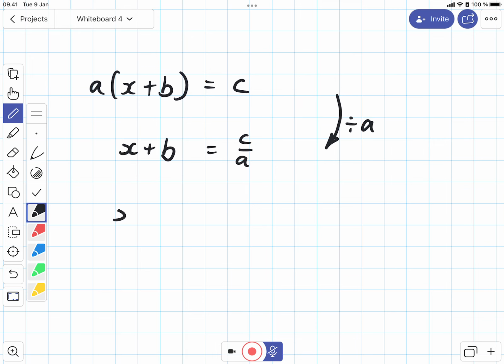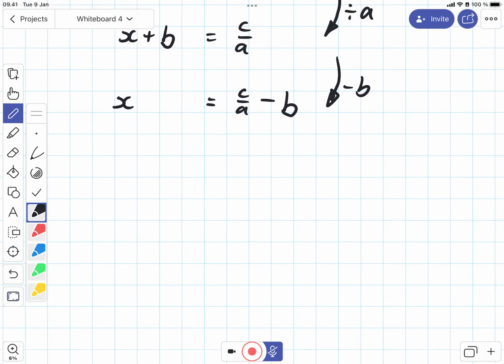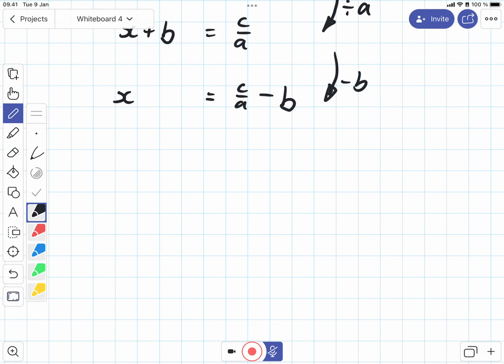Now if I just take away the b, I get the x on its own. But because an equation is like a balance, whatever I do to one side, I need to do exactly the same to the other side. So I need to take away b from the other side as well. So x equals c over a minus b. Now that's one way to write the answer.